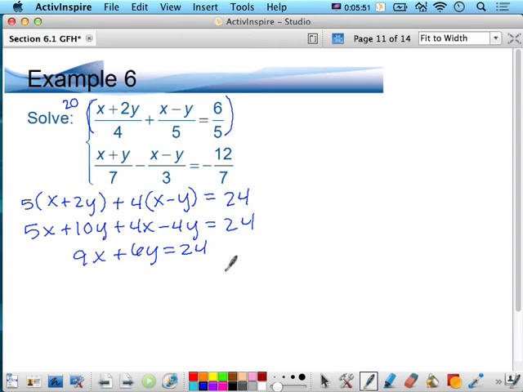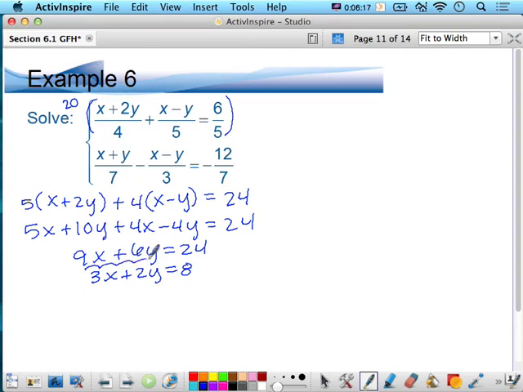I could stop there. I mean, it's easy to work with. It's 9x plus 6y equals 24. They're integers. But does anybody know something I could do to that equation? Yeah. I could reduce it all by 3. You can reduce equations. If you can reduce both sides, you can reduce them. So do you guys want to do that? Reduce it by 3? Yeah. Okay. So if we reduce it by 3, we're down to 3x plus 2y equals 8.